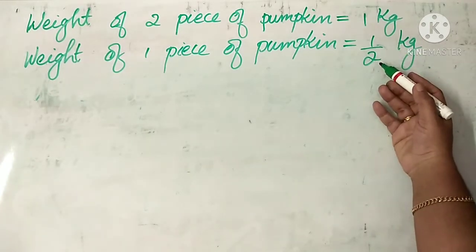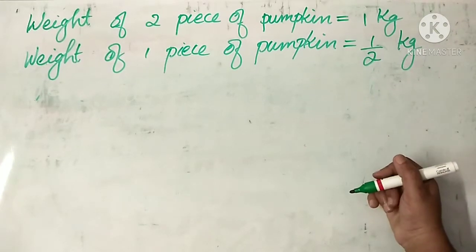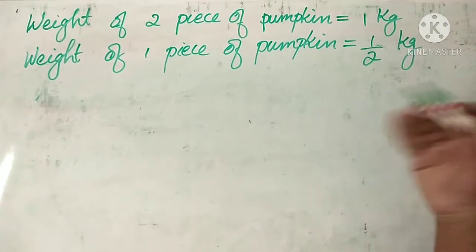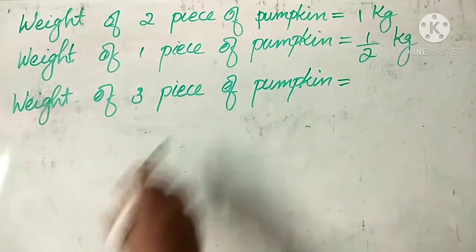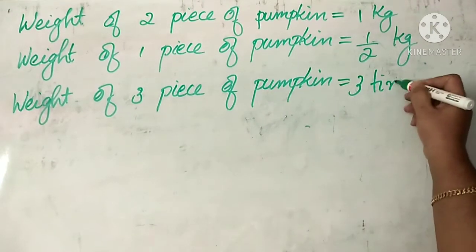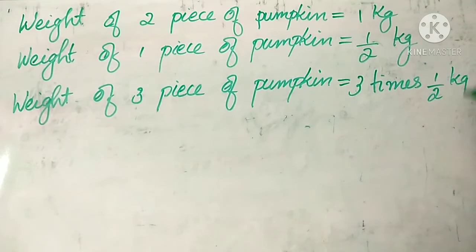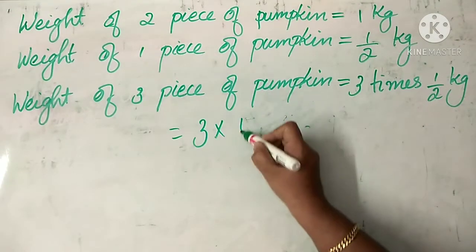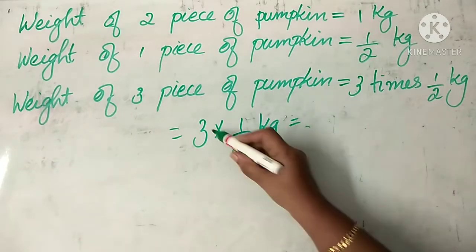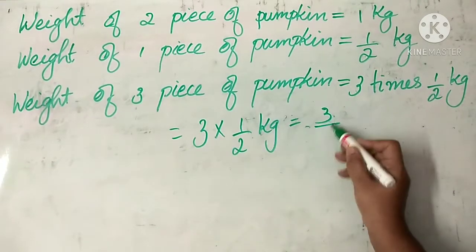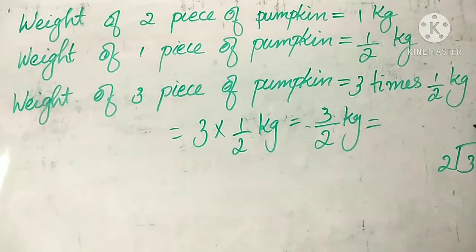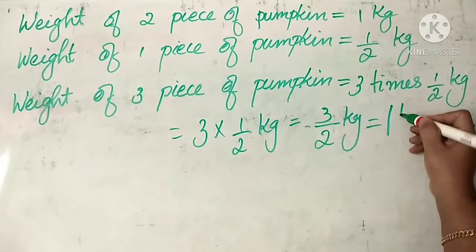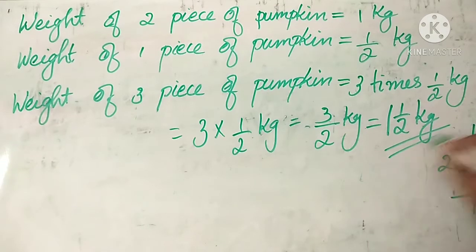Now we can find what will be the weight of 3 pieces of pumpkin, isn't it? 1 piece is 1 by 2. So 3 pieces, 3 times 1 by 2. So we write weight of 3 pieces of pumpkin is equal to 3 times 1 by 2 kilogram. That is equal to 3 into 1 by 2 kilogram. That is equal to 3 ones are 3 by 2 kilogram. That is equal to, when we divide 3 by 2, we get 1 times 2 balance 1, 1 and 1 by 2 kilogram. The weight of the whole pumpkin is 1 and 1 by 2 kilogram.